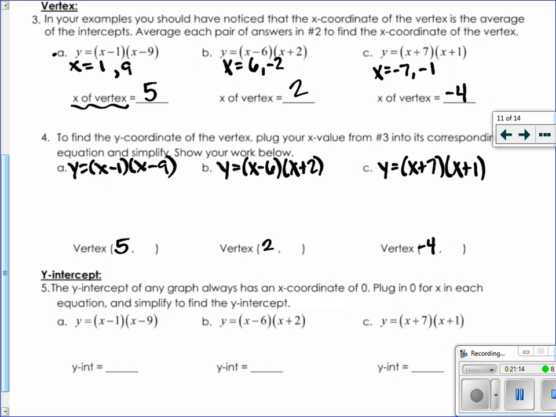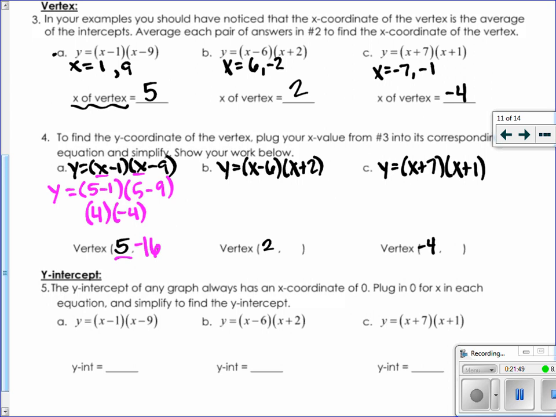What do I do for the y value? Plug it in. If we're given a number for x, plug that number in to get your y. 5 minus 1, and then 5 minus 9. So this is really saying 4 times -4. So what's the y value of my vertex? -16. Good.